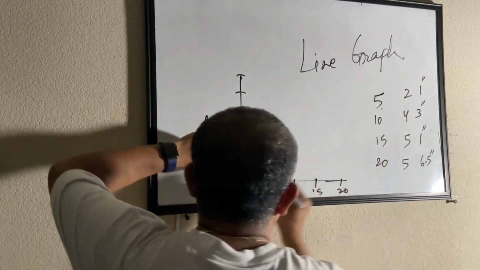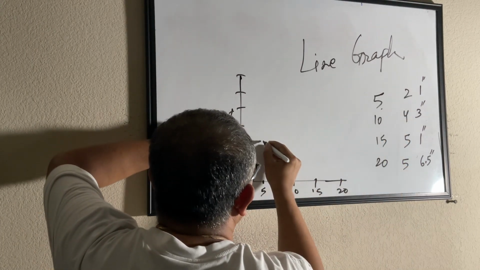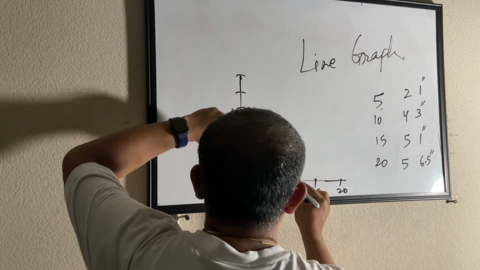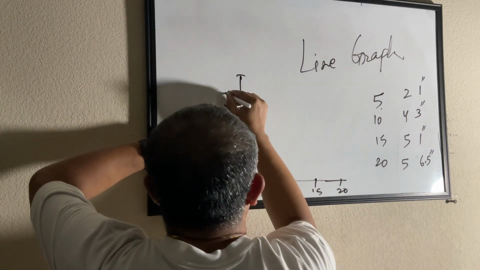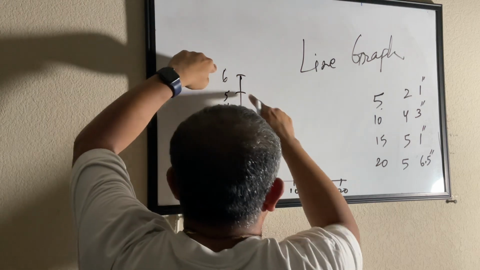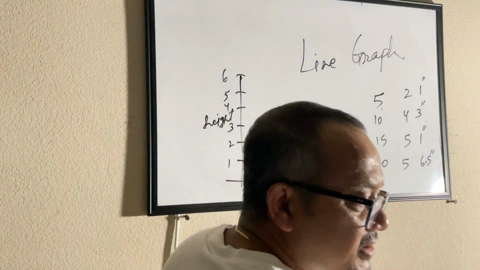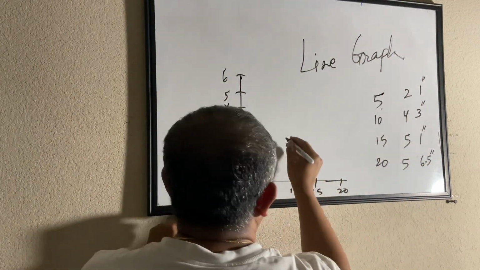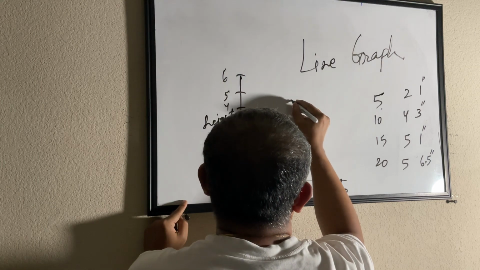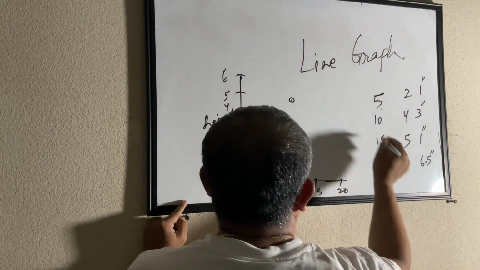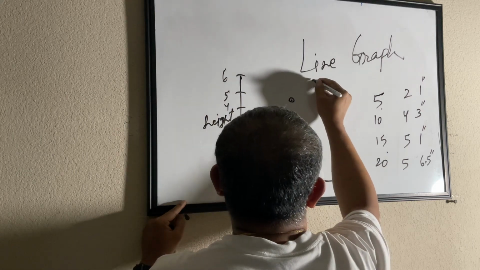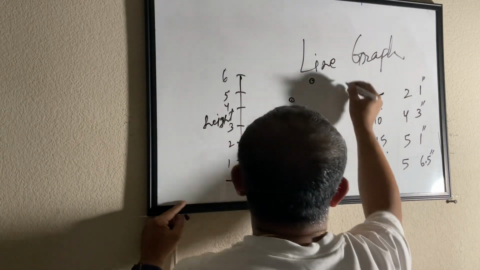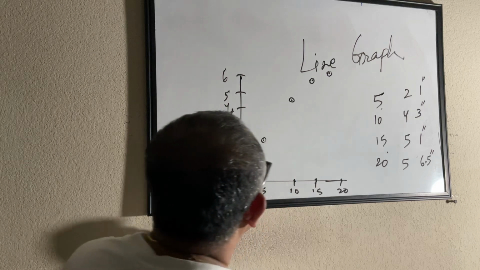When 5 years old, 2 feet 1 inches, maybe somewhere here. 10 years old, 4 feet 3 inches. 10 years old, 1, 2, 3, 4, 5, 6. I could not get here, I have to stop here. Kind of like a coordinate plane? Something like a coordinate plane, yeah. So 10 years, 4 feet 3 inches, somewhere here. 15 years, 5 feet 1 inches. Okay, here. 20 years, 5 feet 6 inches. So 20 years, I could get up to here.